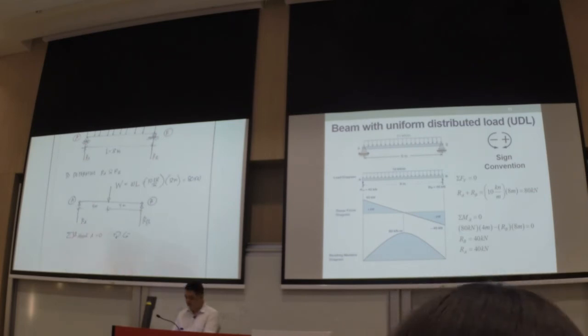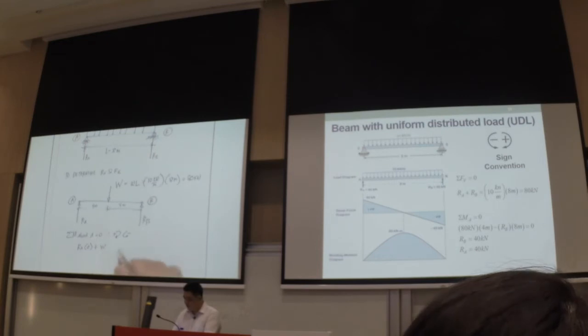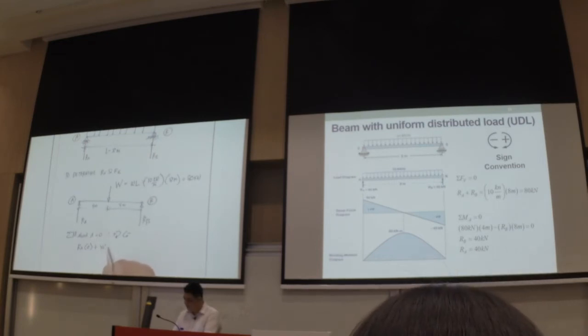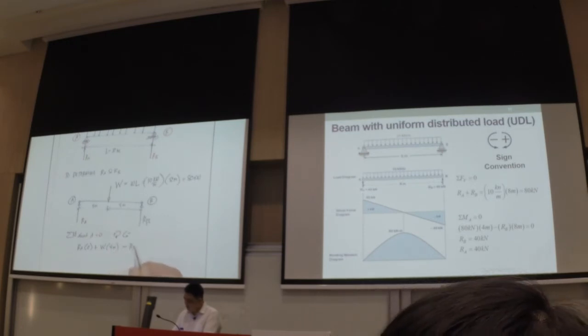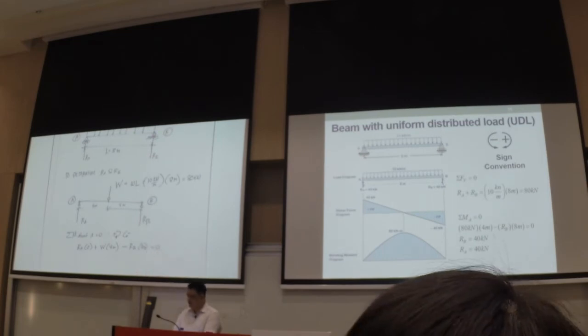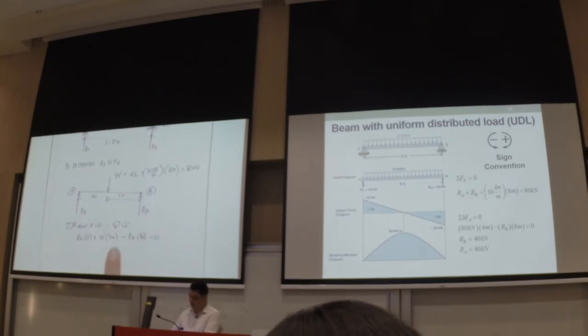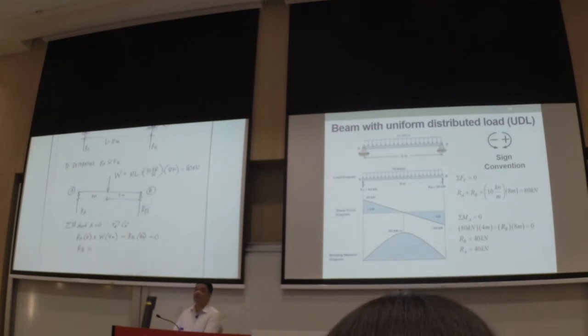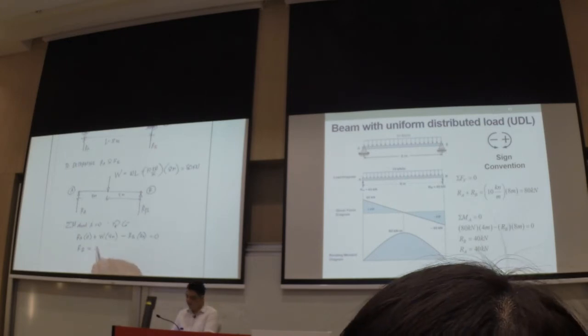Okay, so RA multiplied by 0, plus we have that W multiplied by that 4 meters, minus you have your RB multiplied by 8 meters, that's equal to 0. So we know W, which is 80 kilonewtons, we will be able to determine your reaction force at B to be 40 kilonewtons.